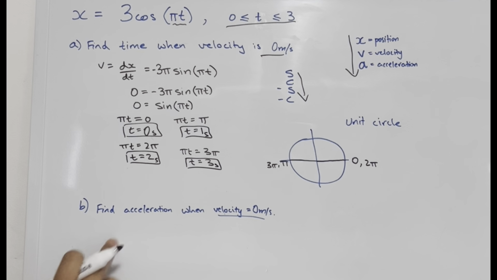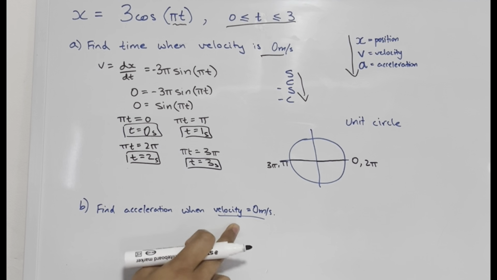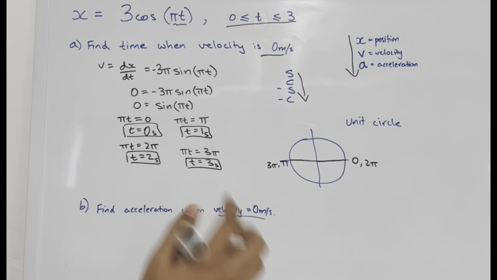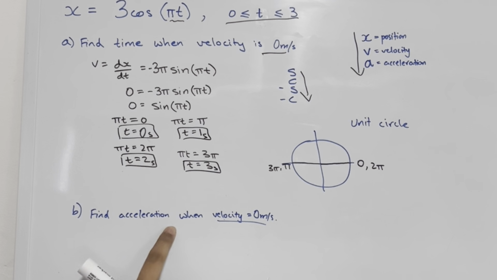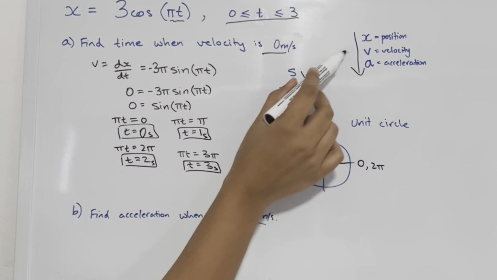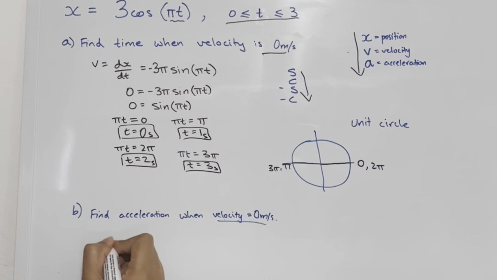Now for part B, we want to find the acceleration when velocity is 0. So we know that velocity is 0 at these 4 times. So now let's solve for the acceleration at each of these times. Now to get acceleration, we have to differentiate the velocity. So let's do that. Acceleration is dv on dt.